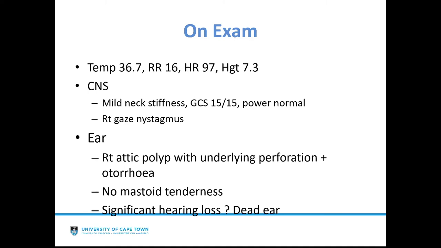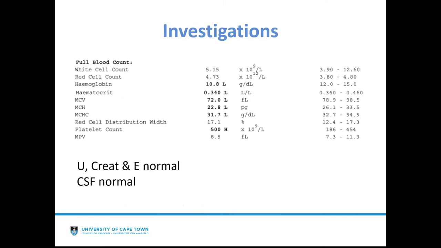So in investigations, she had a normal white cell count, a mild anemia of 10.8, and MCV was slightly low, 72, and a thrombocytosis of 500. Urea, creatinine, and electrolytes were normal. CSF studies were also normal.